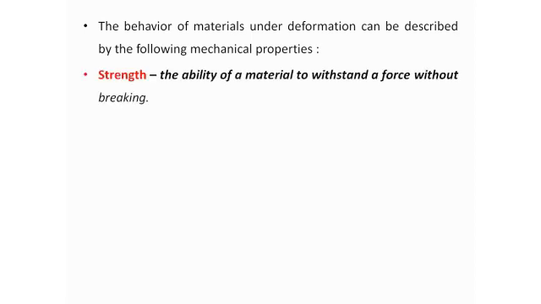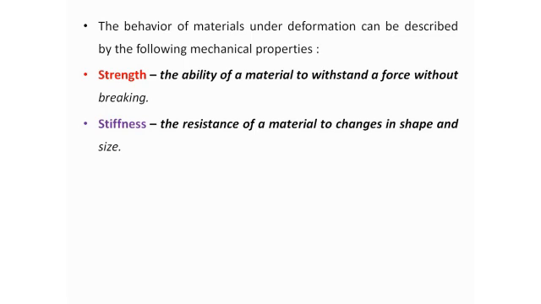First property is strength. Strength can be described as the ability of the material to withstand a force without breaking. It is the inherent power of a solid substance to resist any change in dimension, that may be either shape or size, upon application of an external force without breaking.